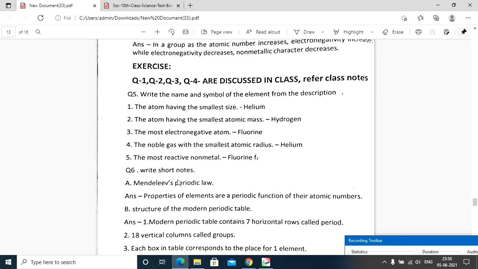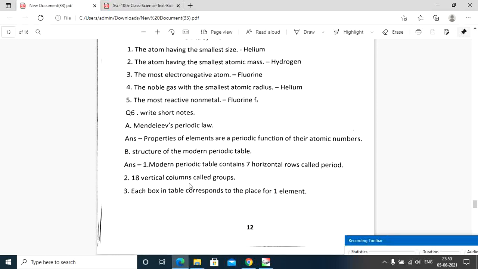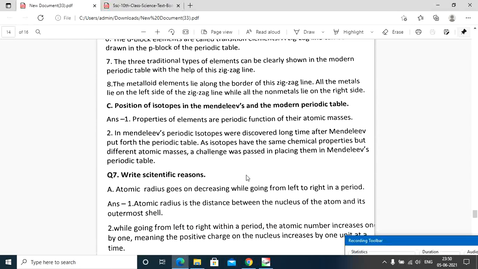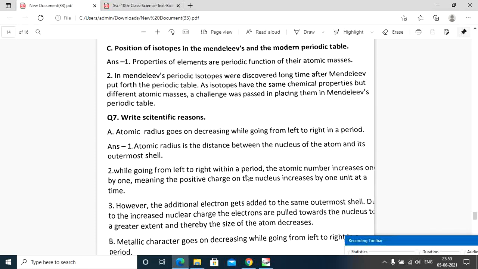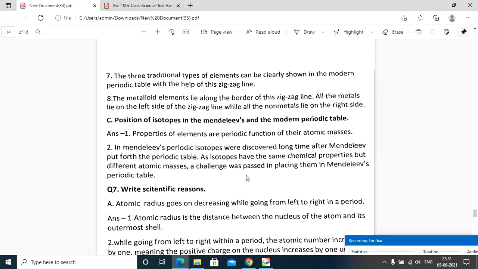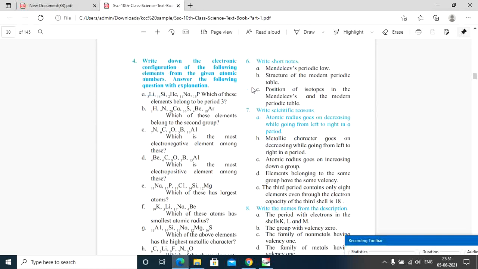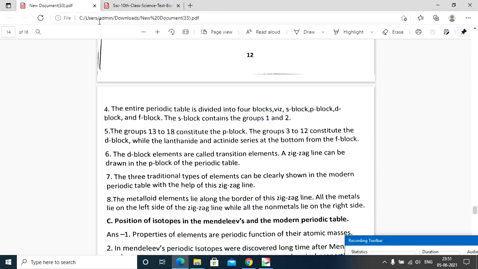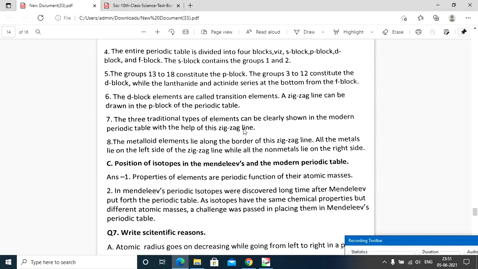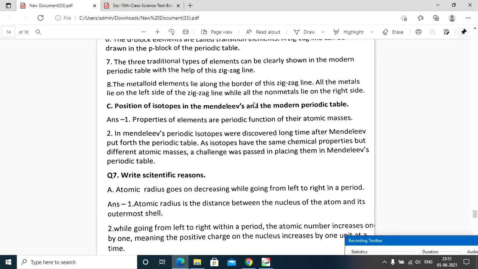Write a short note on Mendeleev's periodic law. You can write it. Structure of modern periodic table, you know we have discussed it very briefly, everything we did. Okay, third is position of isotopes in the Mendeleev's and modern periodic table. Even we discussed this.